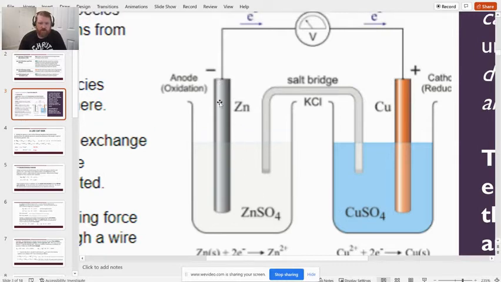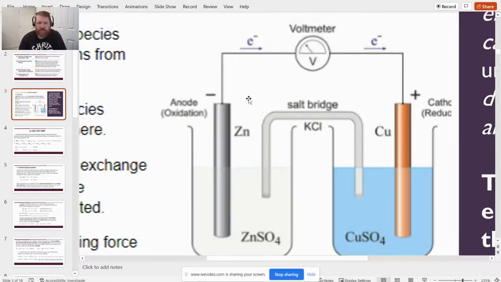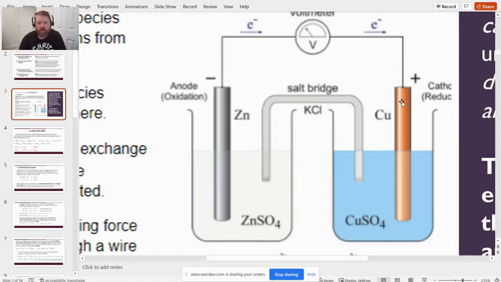Then there's a piece of zinc sticking down into this solution. There's a piece of copper sticking down into this solution. And this line here is a wire that is connecting them. That allows electrons to flow from one element to the other element. More on that in just a second. And then lastly, there's something called a salt bridge that connects the two. And that salt bridge is going to have a neutral solution in it. And we'll talk about its purpose as well.